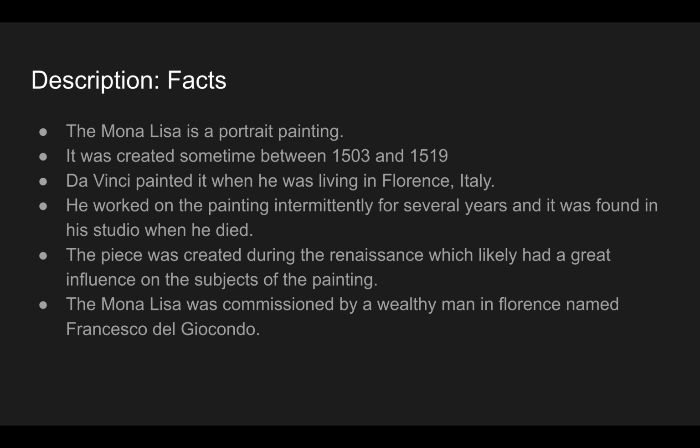Description: facts. The Mona Lisa is a portrait painting. As mentioned before, it was created sometime between 1503 and 1519, and Da Vinci painted it when he was living in Florence, Italy. The exact time frame during which he was actually working on this is still unknown, but it was between 1503 and 1519, and we know he was working on it intermittently for several years. And also, it was found in his studio when he died.